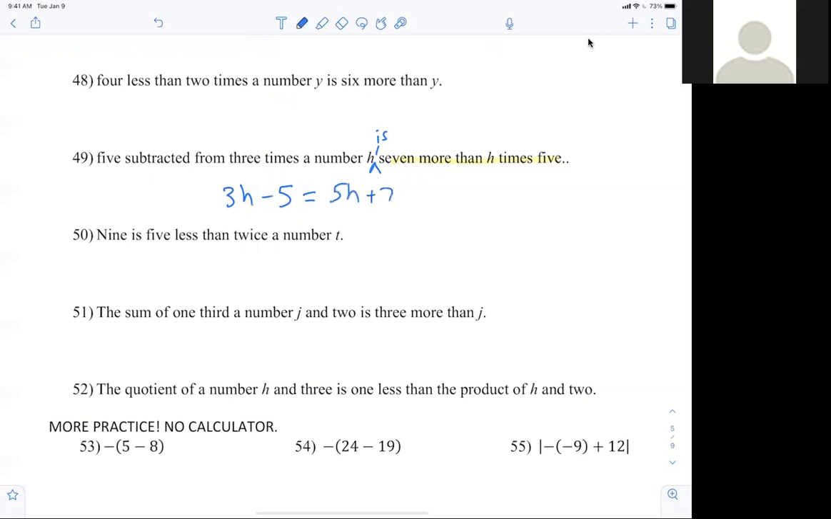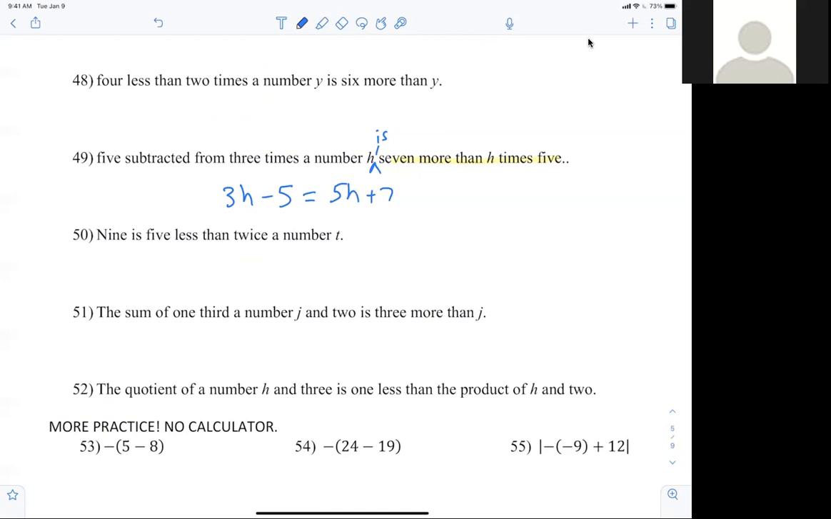5H plus 7. And then don't forget, please add in the typo. I'm going to check that. I'm going to correct it. All right. Yes. So I did H plus 7 times 5. No, because you're 7 more than what? 7 more than H times 5. Right. And again, I'm telling you, it's just reading mostly.